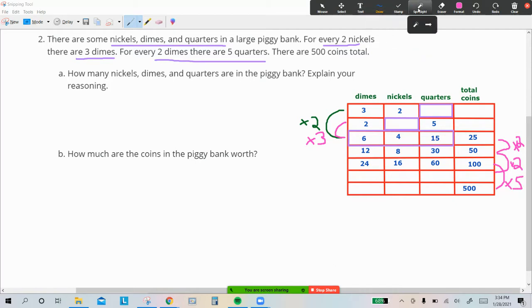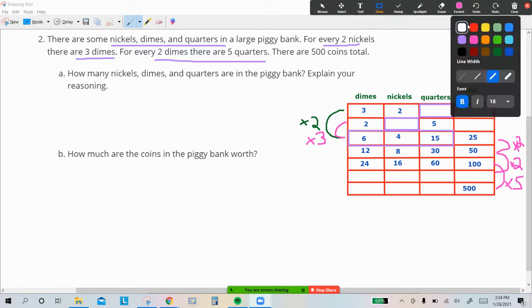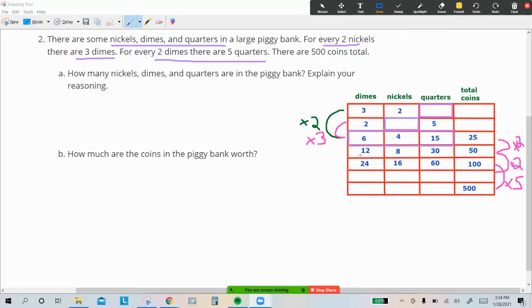So I can multiply this entire row by 5. 100 times 5 is 500. 60 times 5, I know that 6 times 5 is 30, so 60 times 5 is 300. 16 times 5, I know that 5 times 10 is 50, and 5 times 6 is 30, and 50 plus 30 is 80.